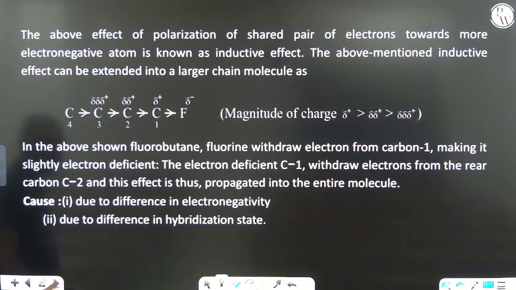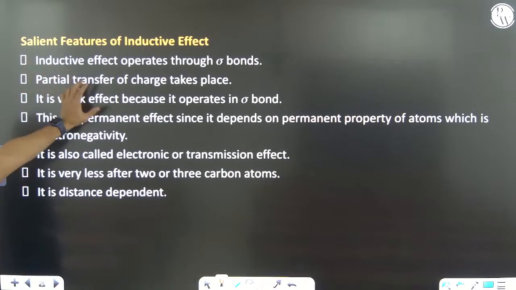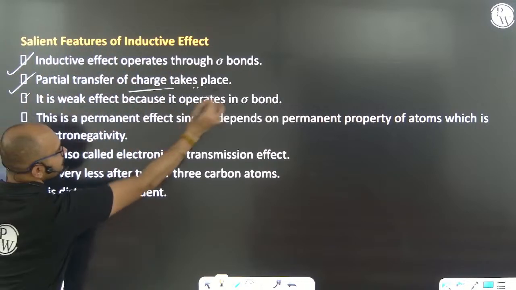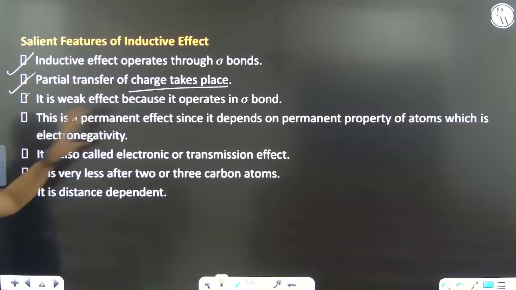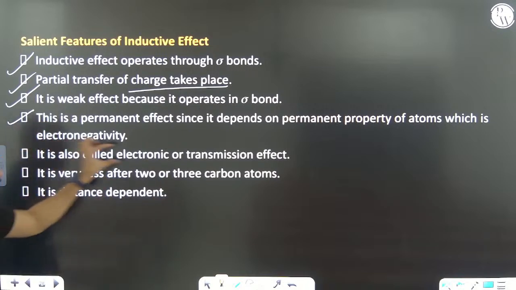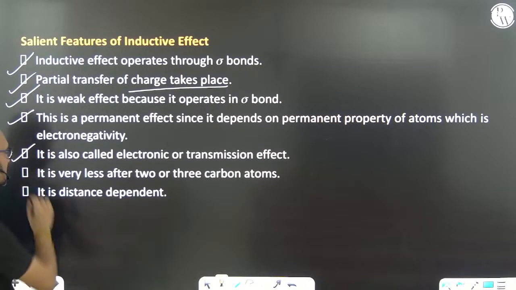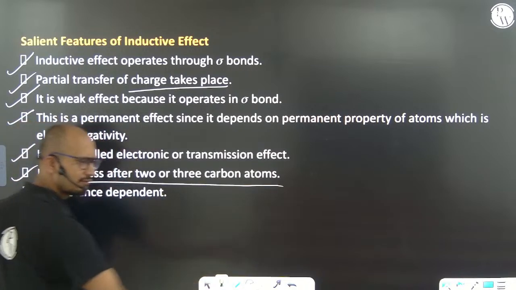Salient features of inductive effect. Inductive effect operates through sigma bond. We have studied that partial transfer of charge takes place. Next, it is a weak effect because it operates on sigma bond. This is a permanent effect since it depends on a permanent property, which is electronegativity. It is also called the electronic or transmission effect. It is very less after 2 or 3 carbons. After 2 or 3 carbons, it becomes very, very less.